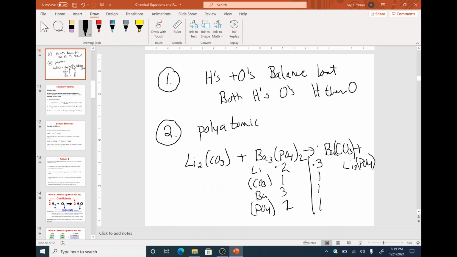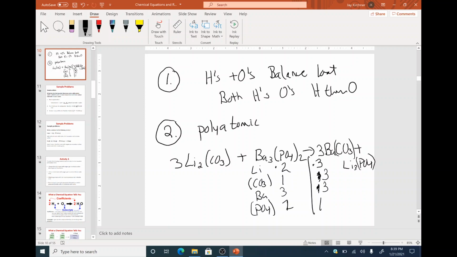So let's put a 3 here to get my barium up. And now all of a sudden I have 3 carbonates. So you're like, wow, it looks worse than it did before. Solved one problem, created another. Okay, pick your poison. I'm going to go back to my carbonate and try to get that up to 3.